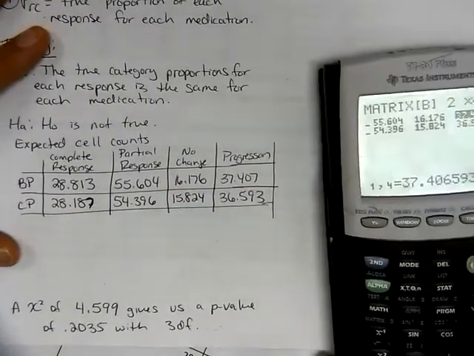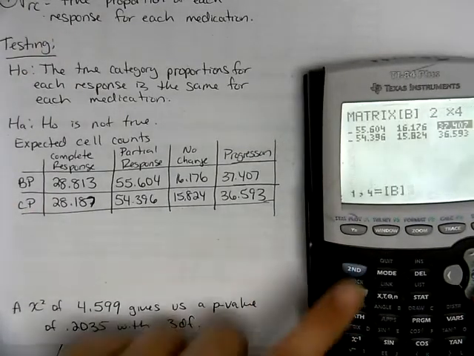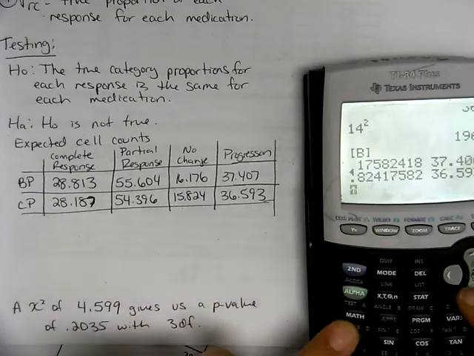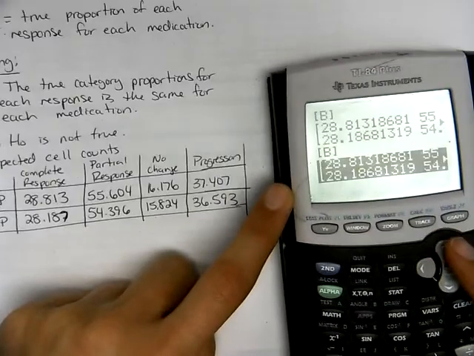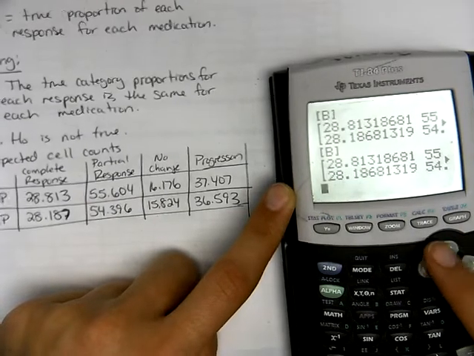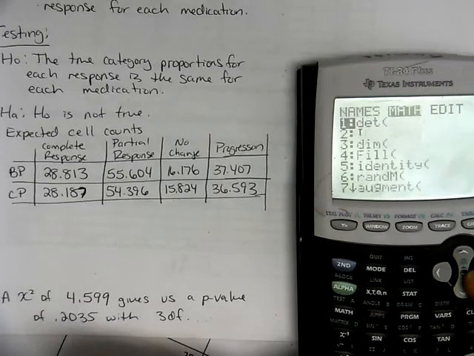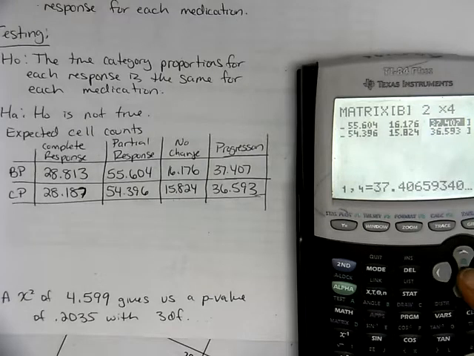So there's your matrix B. So again, you can just go to matrix B and hit enter if you want, but then it's, like I said, hard to scroll over. So I go to matrix and I go to edit matrix B, and then it's easy for me to get to the numbers that are over here.